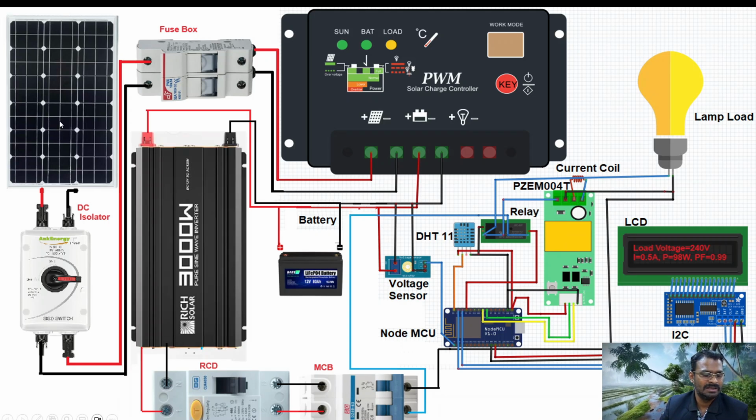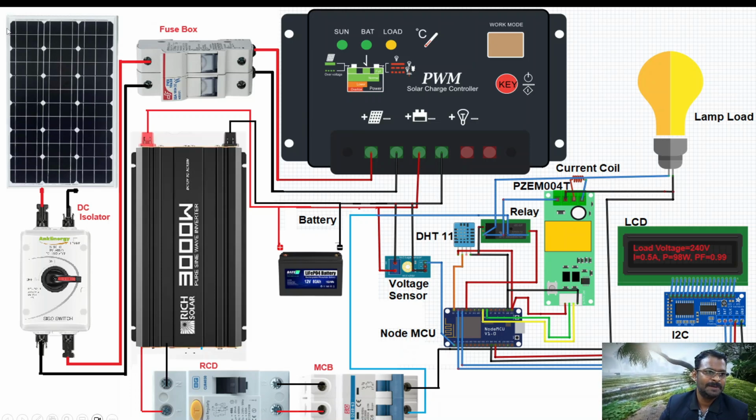So the solar panel is connected, though we have more panels, but I have shown here only one panel. We have a DC isolator, and from the DC isolator we have connected it to the fuse box, and from the fuse box it is connected to the solar charge controller. So we need to have such protective devices as well, which is not shown here.